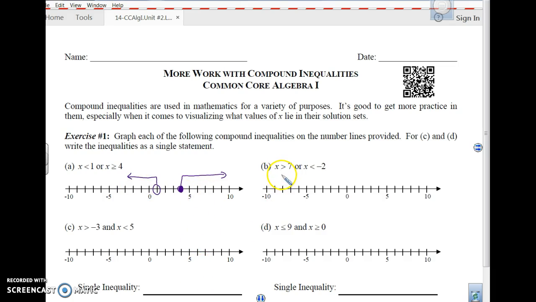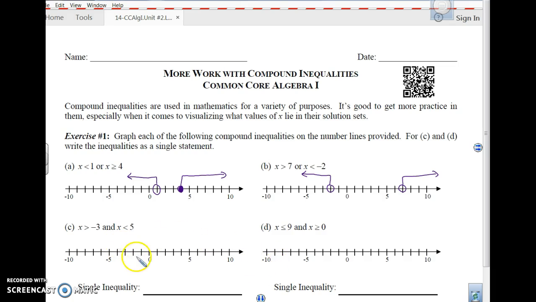Let's look at letter B. x is greater than 7. All right, 7 is my critical point. It is going to be an open circle because it does not equal 7. Greater than 7 will be to the right. x is less than negative 2. 1, 2, right here. Also going to be an open circle. And less than is going to be to the left. So any value that falls within here or here will make this inequality a true statement.